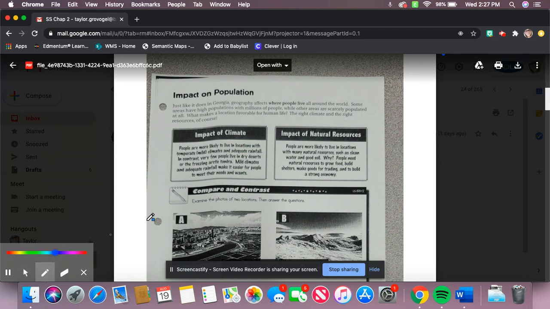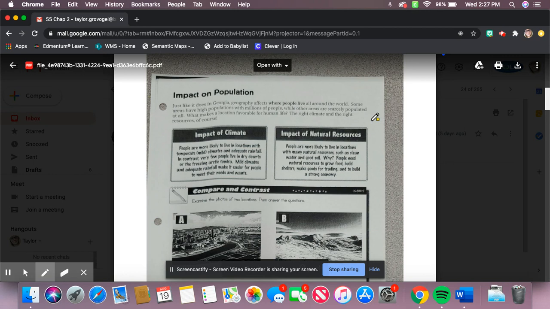All right, welcome back. So this is going to be our last page that we're going to do today. We're going to read about the impact on population. Just like it does in Georgia, geography affects where people live all around the world. Some areas have high populations, which means that there are lots of people, with millions of people, while other areas are scarcely populated at all. That means that there are barely any people that live there.